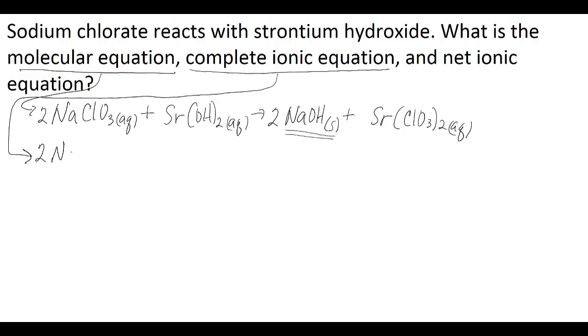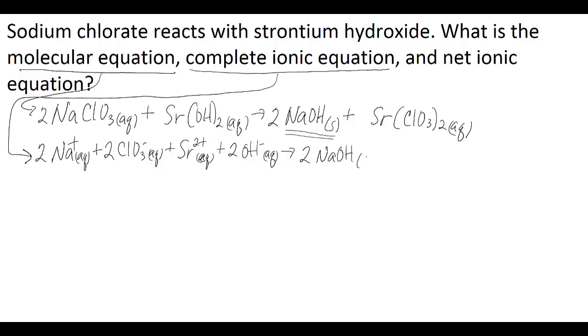You'd have 2 sodium cations plus 2 chlorates. I have a charge of -1 there. You'd have a strontium cation plus 2 hydroxide ions. So that's all of your reactants. And then you have 2 sodium hydroxides in solid form plus strontium cation dissolved and 2 chlorates also dissolved.